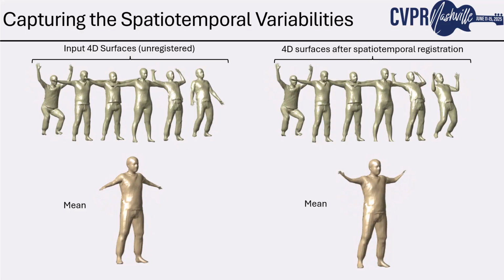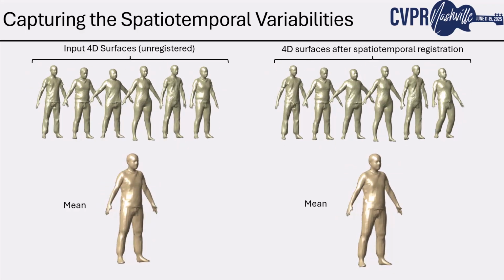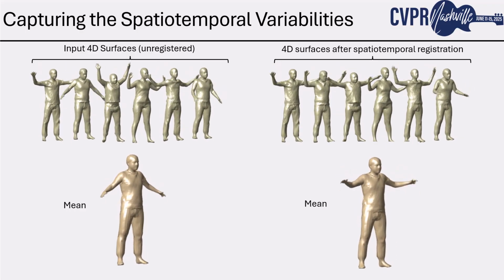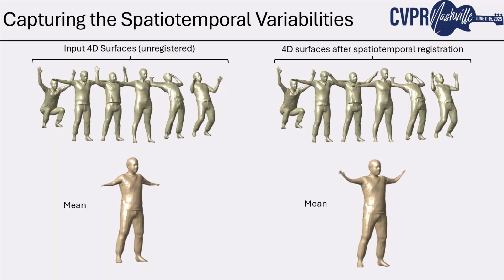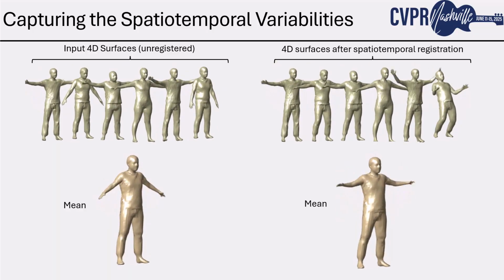On the left, we show a set of unregistered 4D surfaces as input and compute their mean on the bottom. On the right, we show 4D surfaces after spatiotemporal registration and their mean on the bottom. We now present our method of statistical analysis.